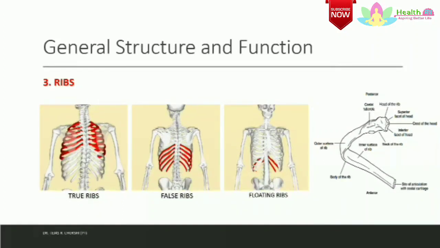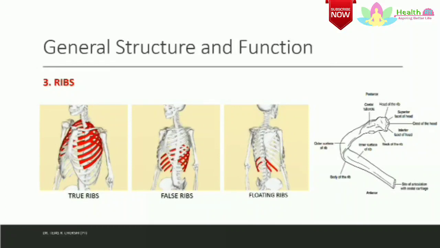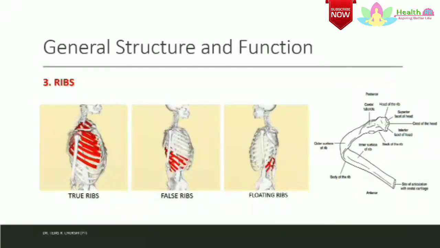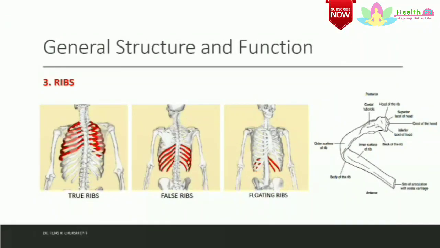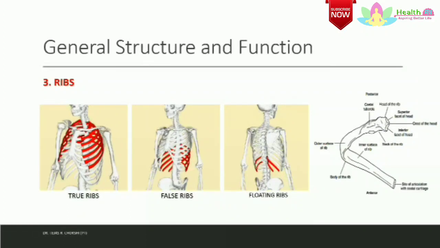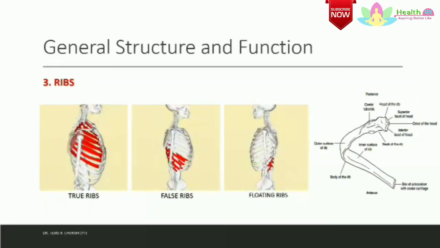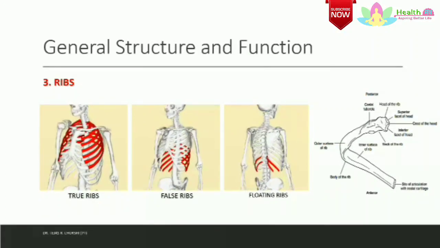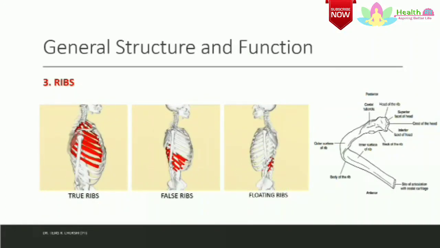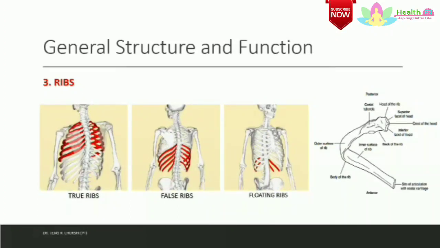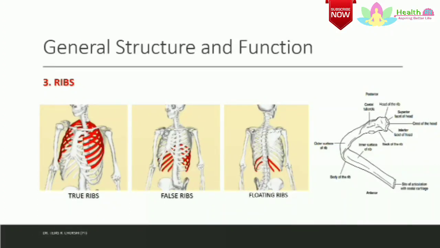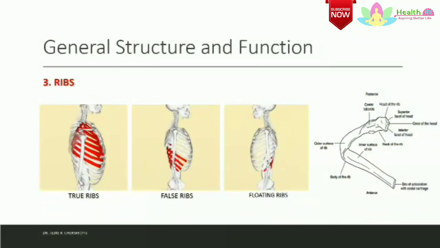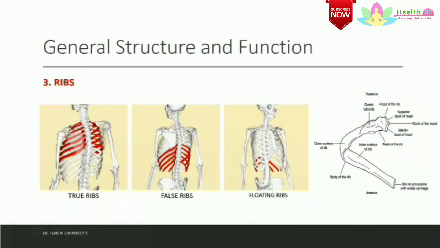Now if we talk about the costal tubercle of rib 1 to 10, it also articulates with the transverse process of the thoracic vertebrae. Anteriorly, ribs 1 to 10 are joined either directly or indirectly to the sternum through costal cartilage. Now if you look at the figure, ribs 1 to 7 are classified as vertebrosternal or true ribs because each rib through its costal cartilage attaches directly to the sternum.